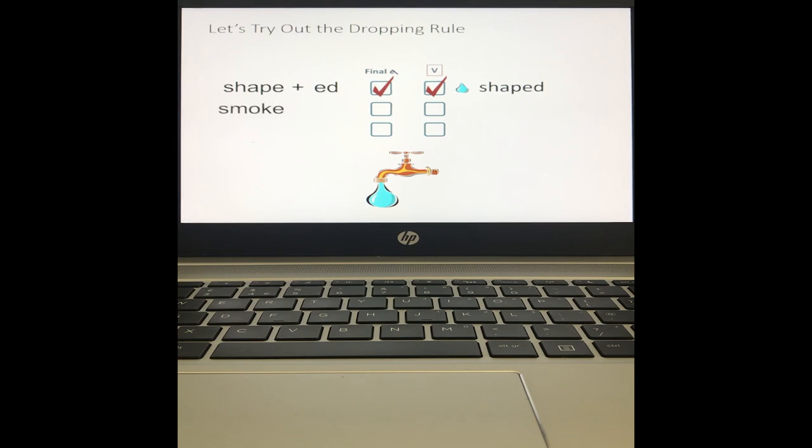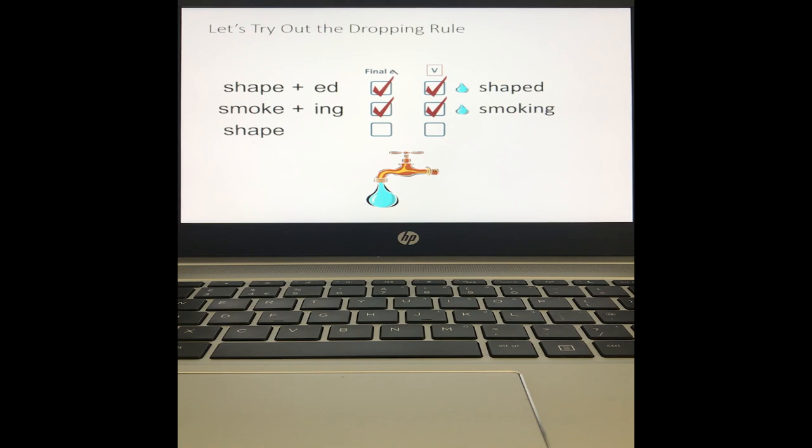My base word is smoke, and I'm adding suffix I-N-G. Does my base word end in a final silent E? Yes. Am I adding a vowel suffix? Yes. Will we drop the final E before spelling? Yes. Smoking, S-M-O-K-I-N-G. Let's try one more.